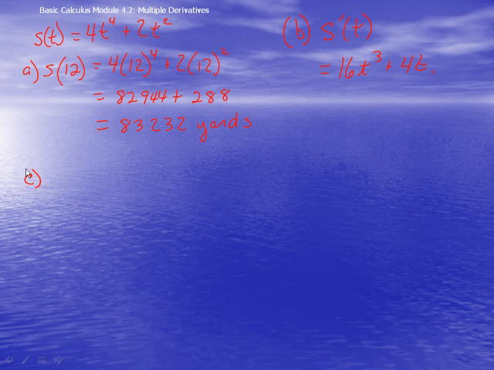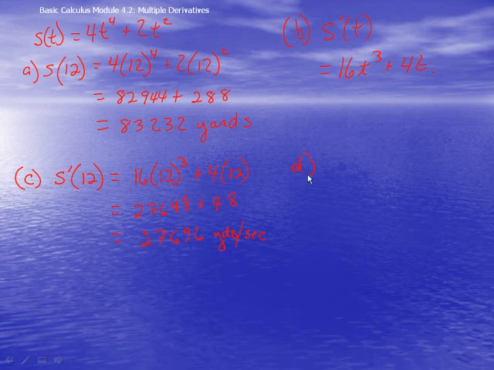In part C, we need to find s prime of t, and we're going to do it at 12 seconds. So we're going to find that we have 16 times 12 cubed plus 4 times 12, which will be equal to 27,648 plus 48, and that's going to be equal to 27,696. And this is Roadrunner's velocity in yards per second. So he is kicking it.